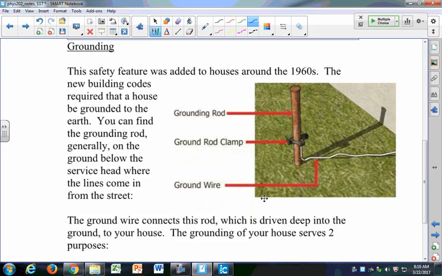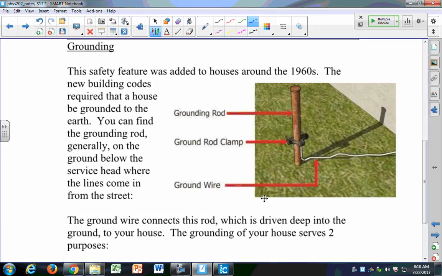Okay, so grounding is if your house is newer and you look outside by your meter, if you look down, there's a little copper wire that comes down the side of your house and it connects to a rod that's driven deep into the ground, 8, 10 feet maybe into the ground. Y'all know what I'm talking about? Have you ever seen that outside your home? Yes? No?